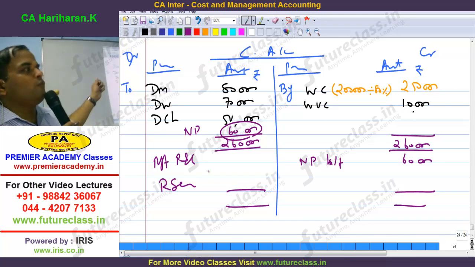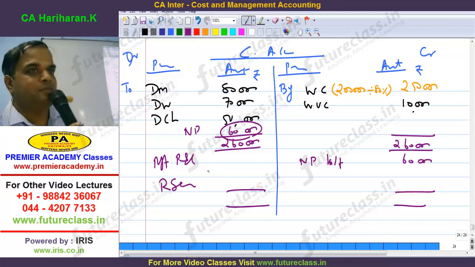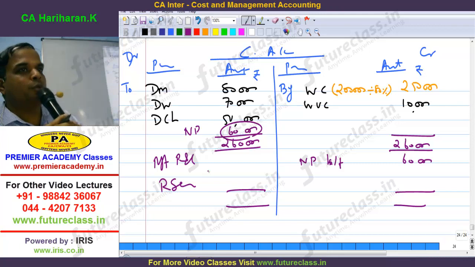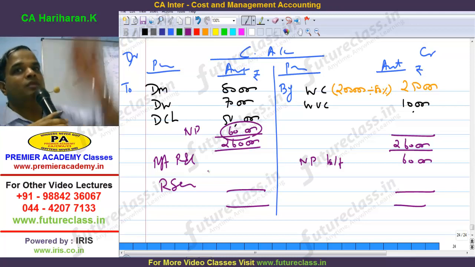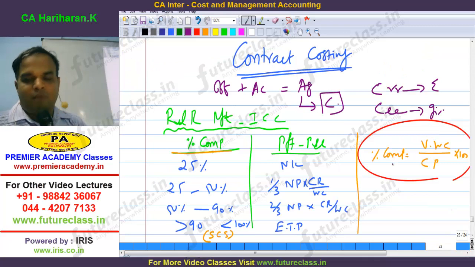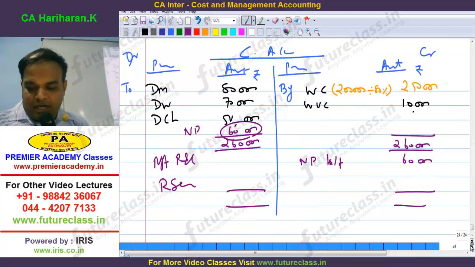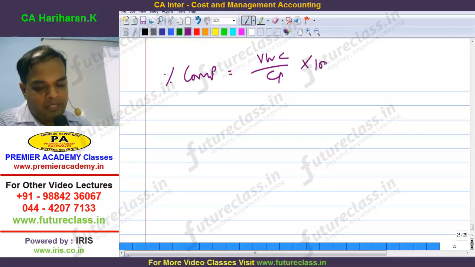Profit, instead of being called net profit, is called notional profit. Why? Because the contract is not completed. Only when fully completed is it net profit. Therefore, you can't enjoy the benefit of the entire profit. Partly you can recognize, partly you have to transfer to reserve account based on the formula. Depending upon degree of completion, you have to recognize. What is the formula for degree of completion? Value of work certified by contract price. Therefore, percentage of completion is equal to value of work certified by contract price.